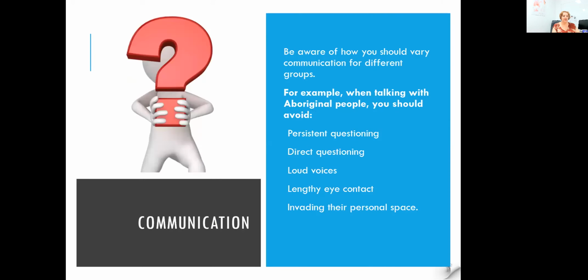Social and cultural differences. Be aware of communication in different groups. Some people don't like persistent questioning. I've also learned and read that, especially in the old Aboriginal culture, they don't like being questioned a lot. Direct questioning, loud voices. I'm very loud though. Always come and close the door. It's so loud.